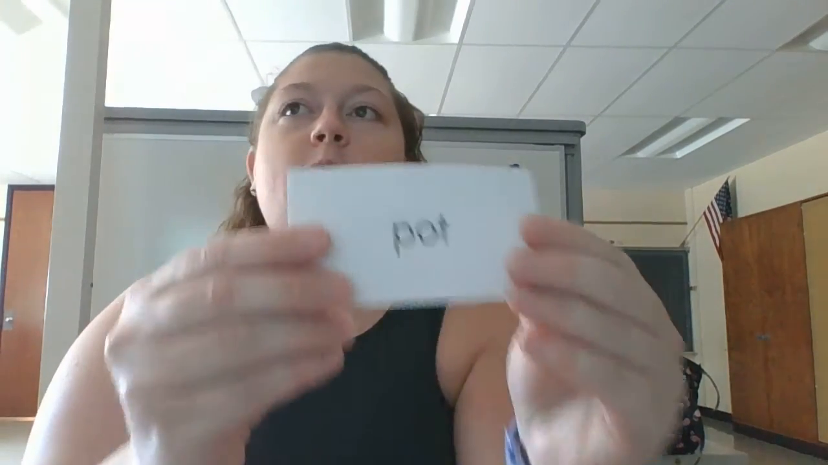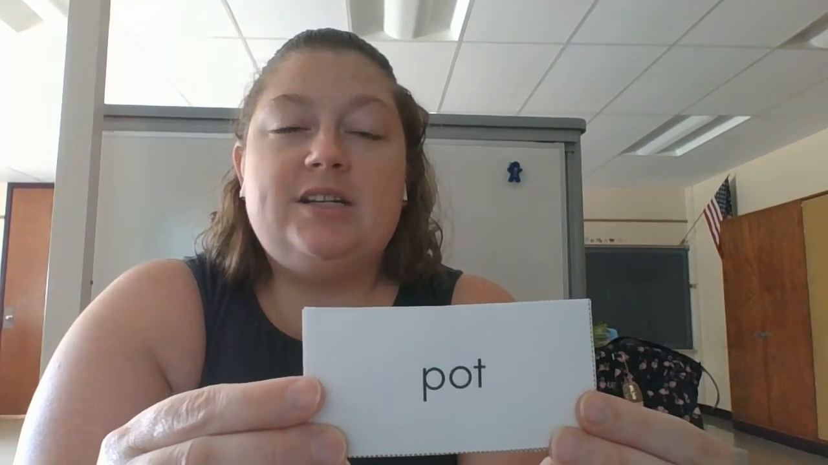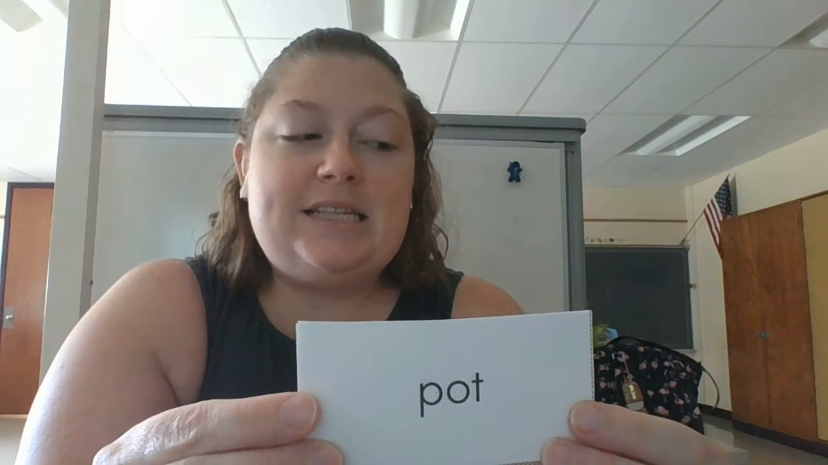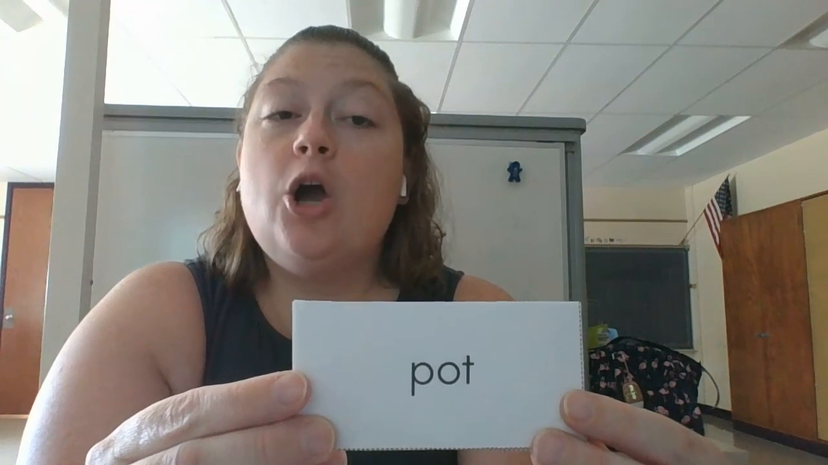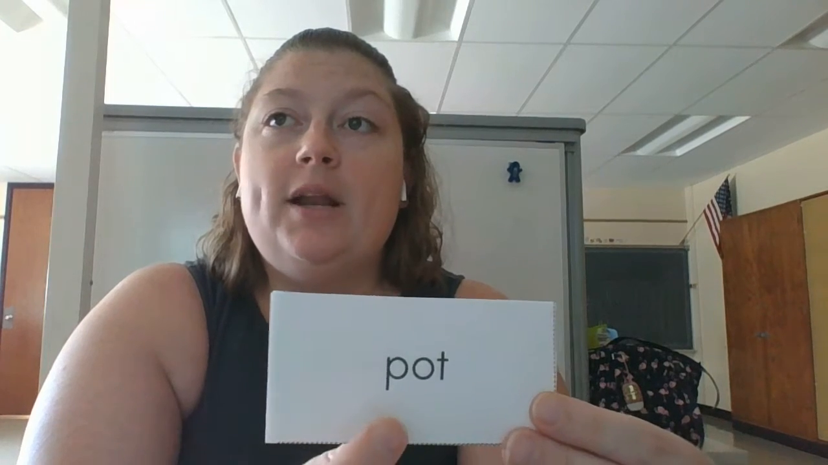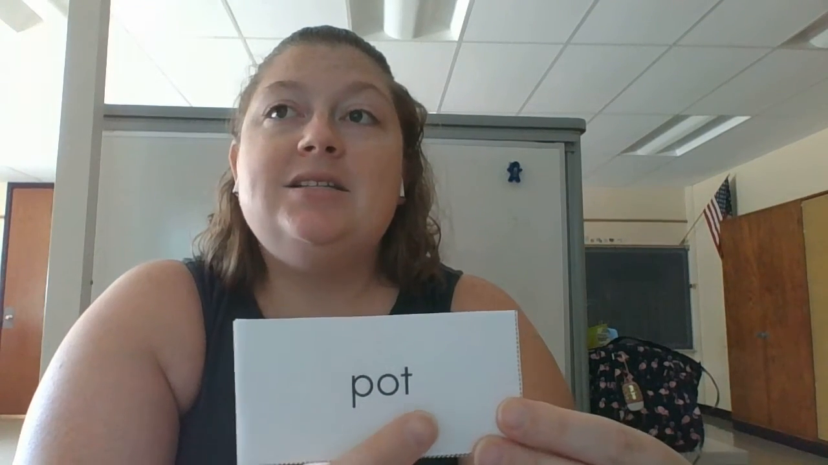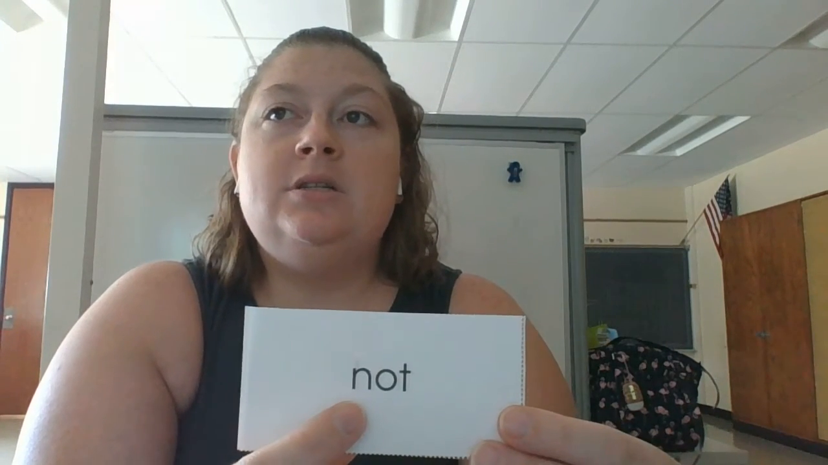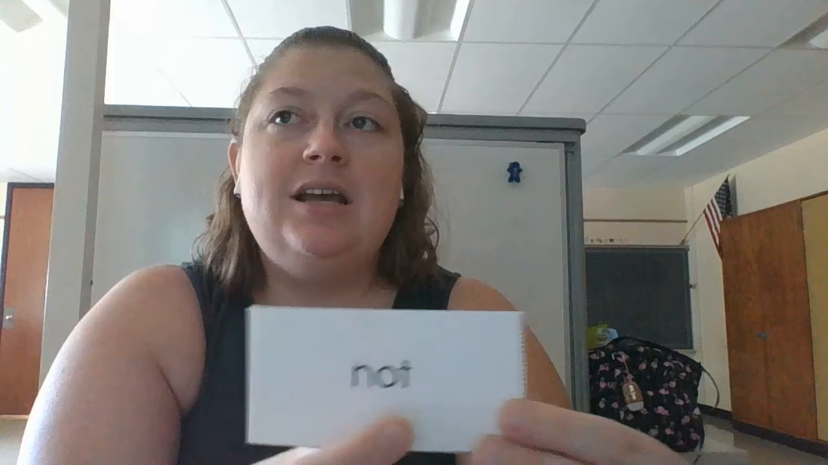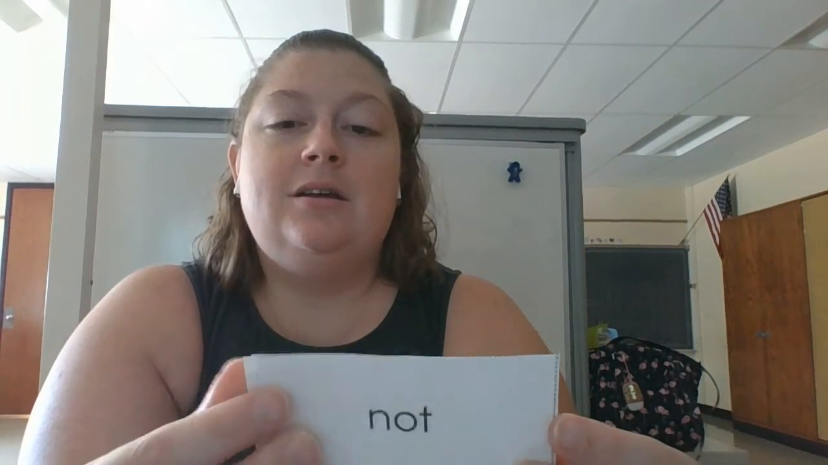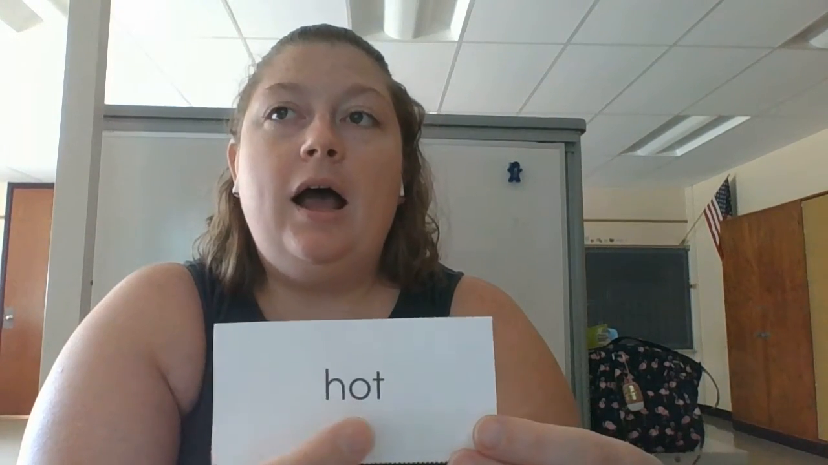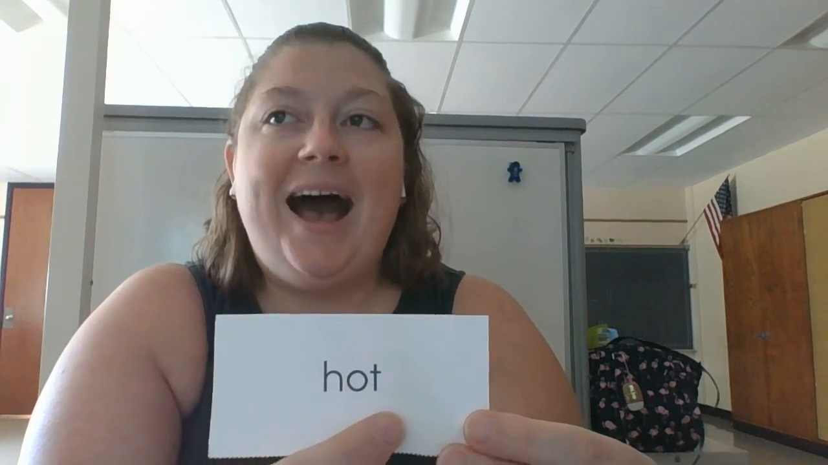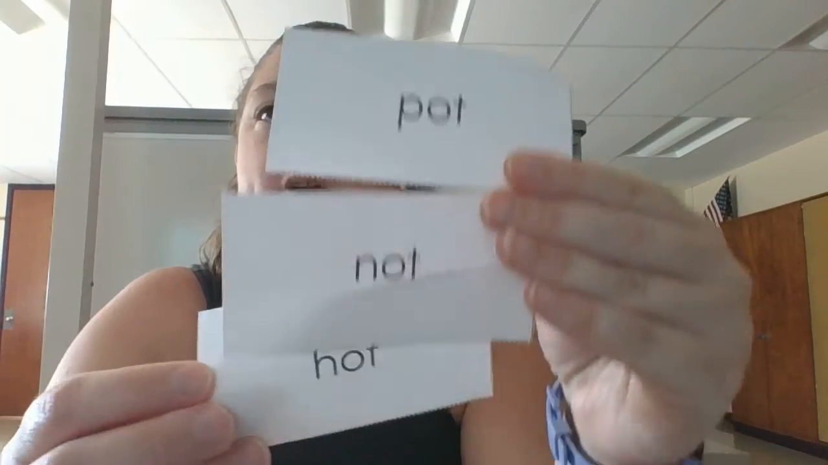So we're going to look at the words and we're going to sound these out together, and then we're going to decide what is the same about these cards and words. So let's sound it out. Ready? P, a, t, pot. Let's sound this one out. N, a, t, not. This one is h, a, t, hot. So think to yourself, what's the same about all three of these words?